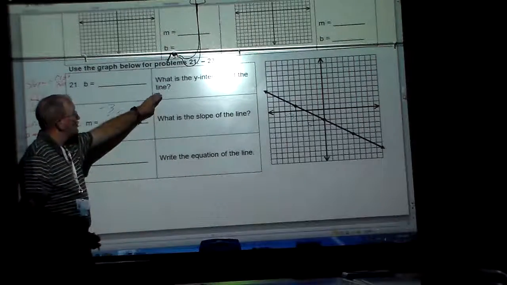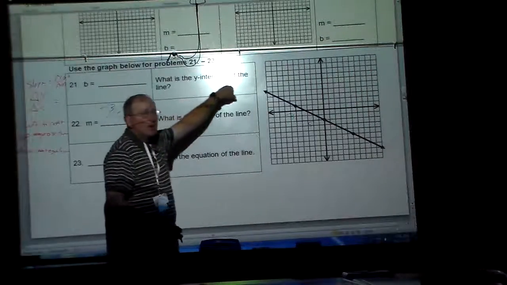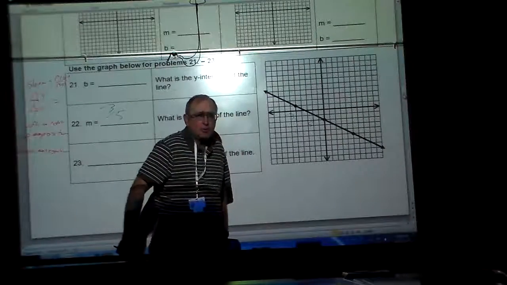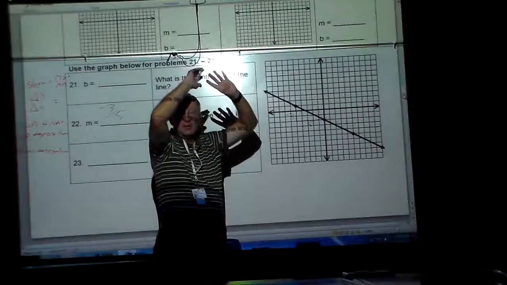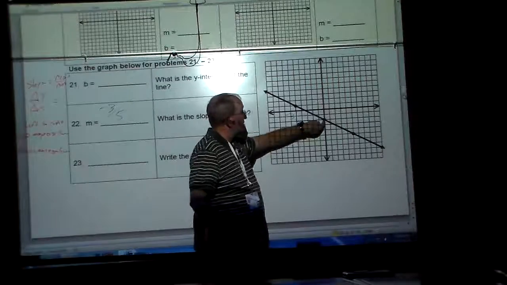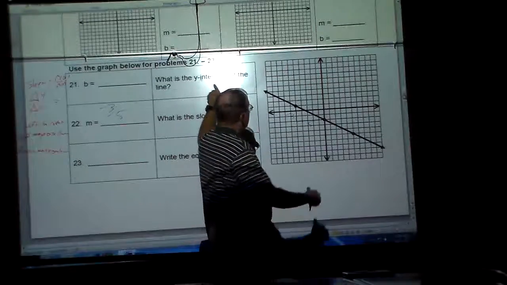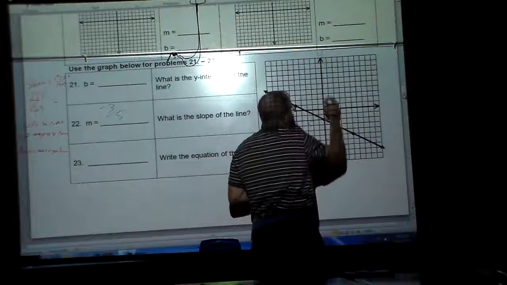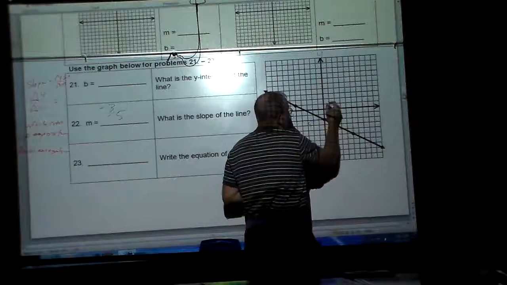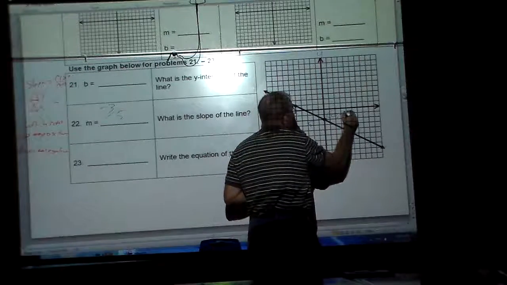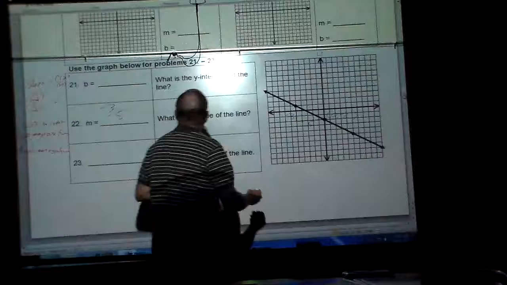Now, something else on this one says, what is the y-intercept? Well, intercept, like in football, you step in front of the throw and intercept it. Where does it cross the y-axis? It's the y-intercept. Here's the y line, it crosses right here. This is down at the point (0, -2). So guess what the y-intercept is?